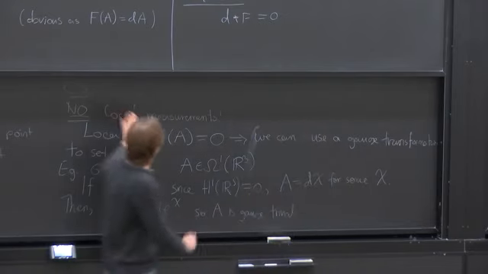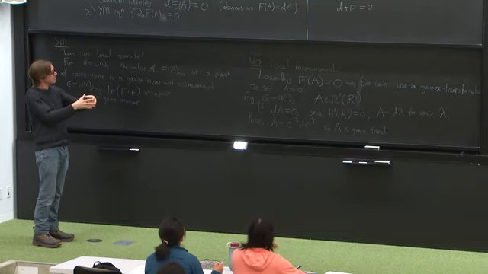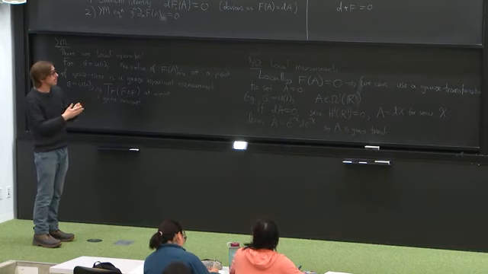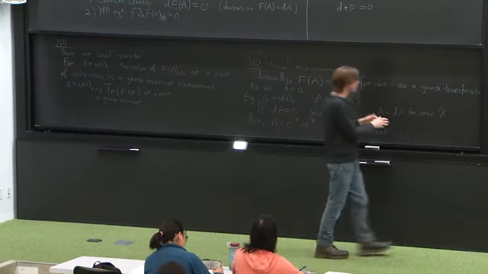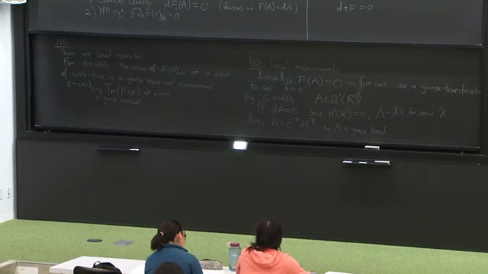Okay, so what we're finding is that on a small region with no interesting topology, every field configuration satisfying the equation of motion is gauge trivial. So on shell, there are no measurements we can make. Okay, any questions?